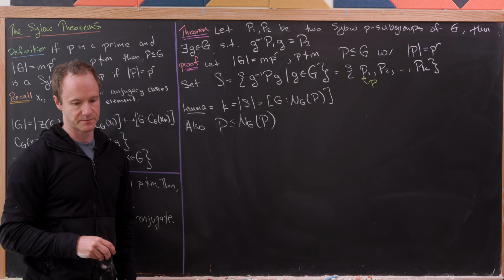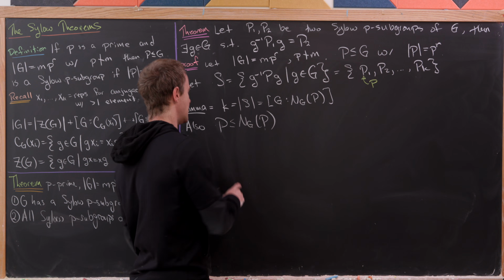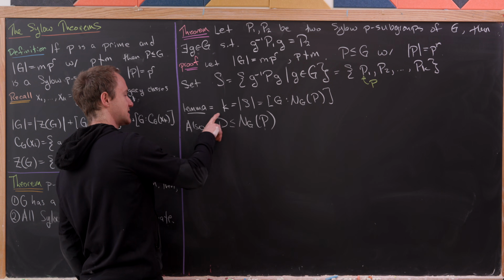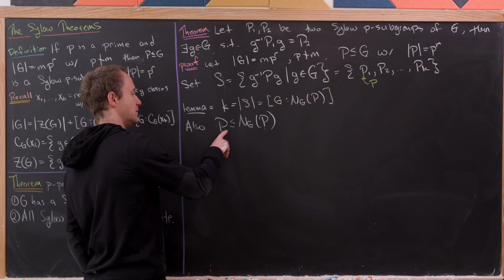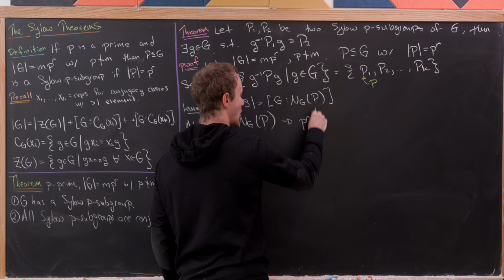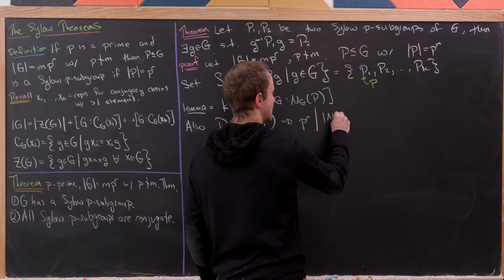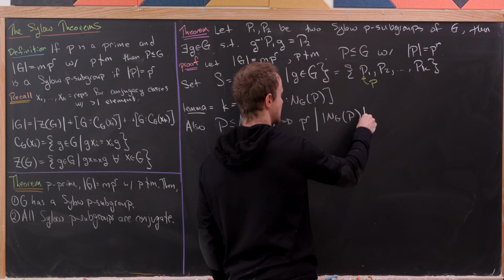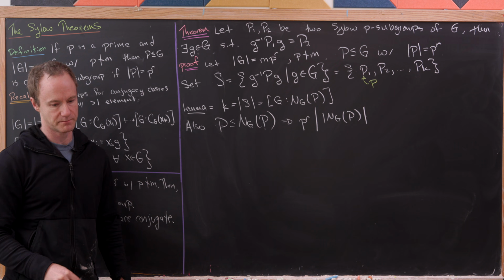Of the normalizer. Okay, cool. But then p to the r divides this group P. But then since it's a subgroup of this normalizer, that means that p to the r also divides the order of the normalizer N_G(P), just by Lagrange's theorem.